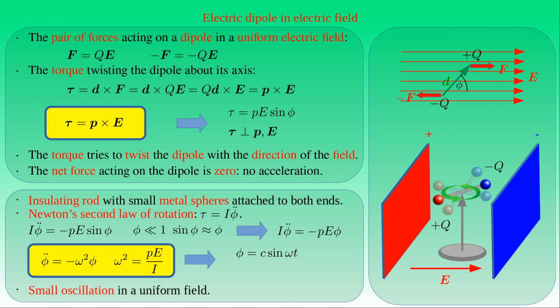We can also give the period T of the harmonic motion of the dipole in the electric field, defined as 2 pi over omega, which is equal to 2 pi times the square root of the ratio of I to p times E. The greater the electric field and the dipole moment are and the smaller the moment of inertia is, the greater the frequency of the oscillation or the smaller its period is.